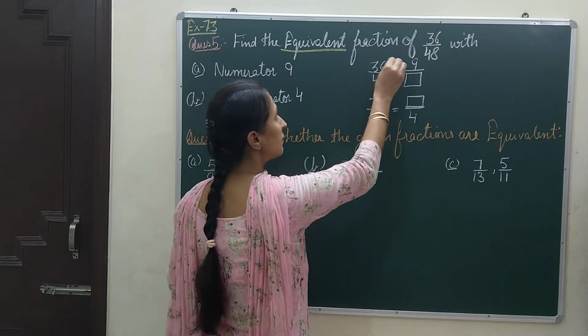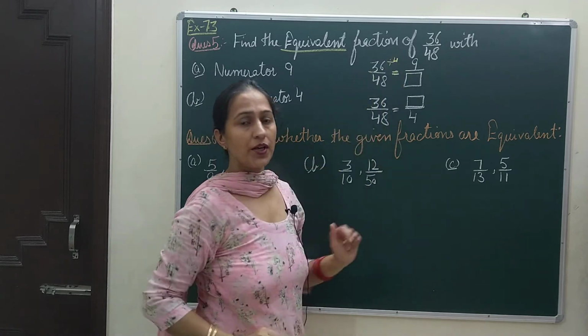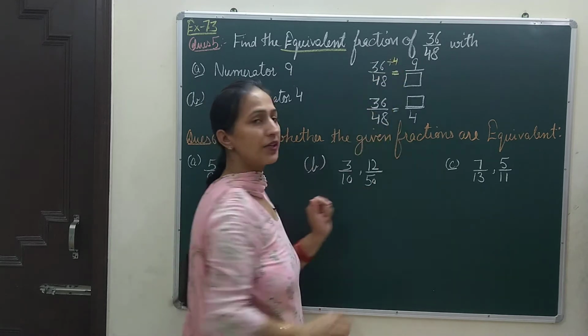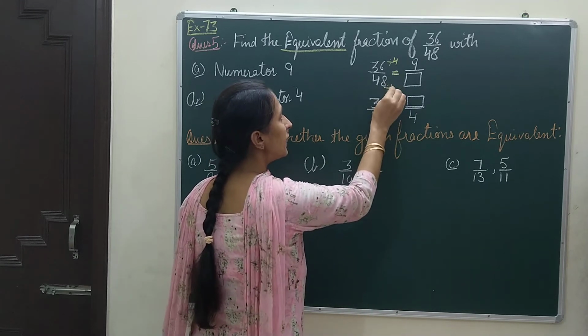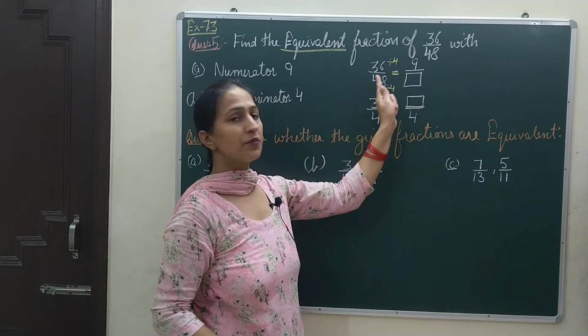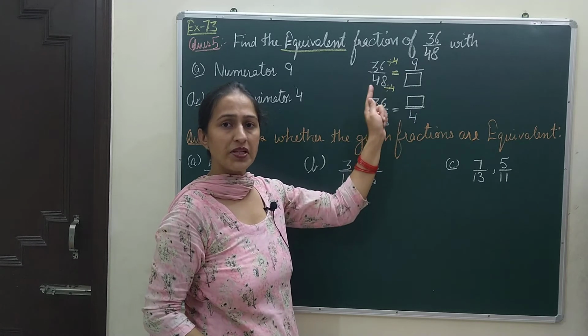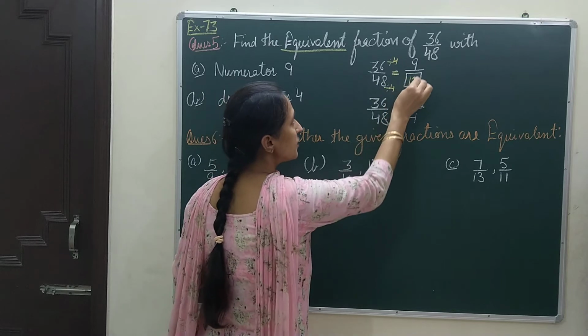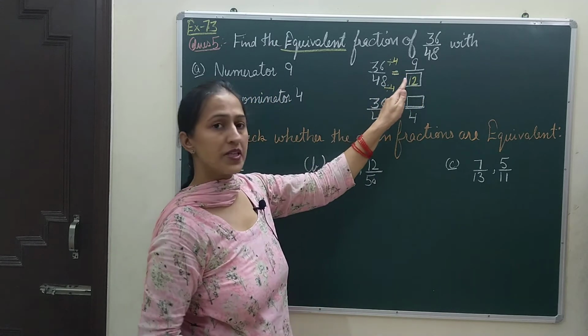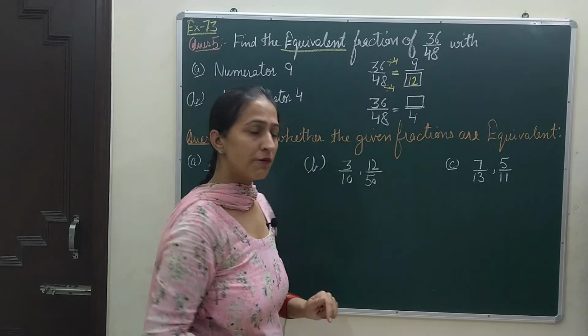And what is that number? That number is 4. If I divide 36 by 4, I will get 9. Same way, I have to divide this 48 with the same number so that the fractions on both sides are having same value. And when I divide this 48 by 4, I get 12. So 9 by 12 is equivalent fraction of 36 by 48.